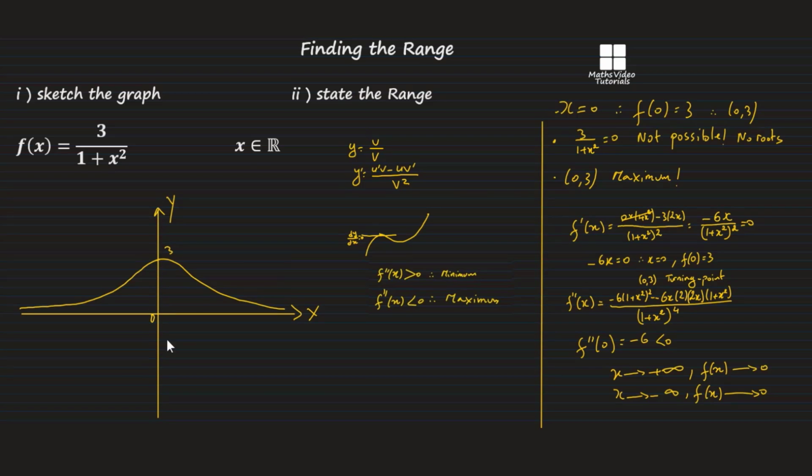Okay, so what about the range? We're going to write down here the range. Well, you can see the values of y, that is the function, lie between 0, not included, because remember the graph does not cross the x-axis, and the value of 3. So we're going to say f of x, that is our function, is greater than 0 and less than or equal to 3. So that's the range of our function.